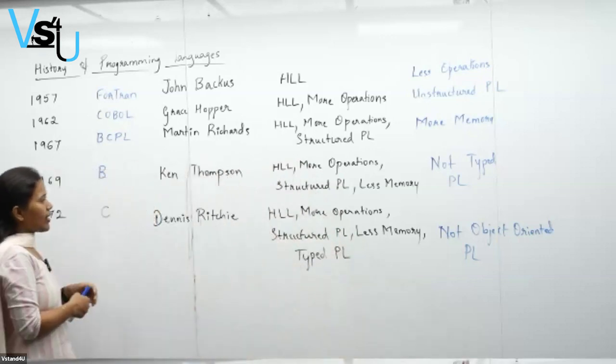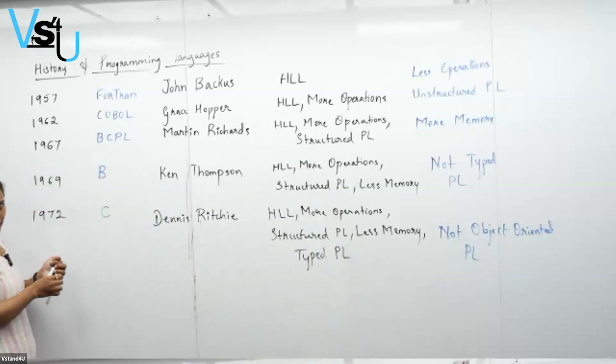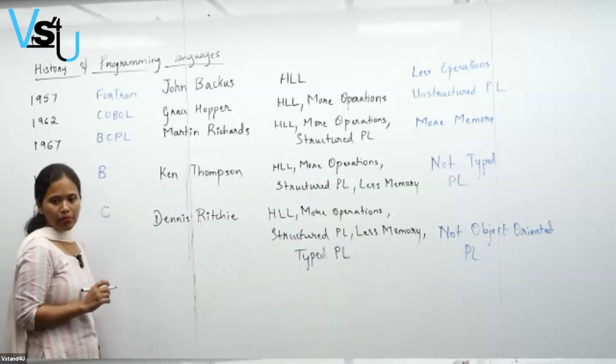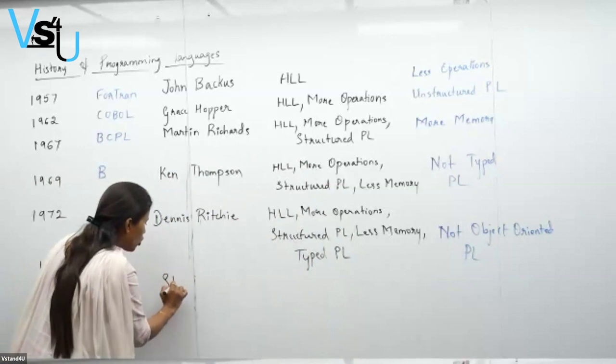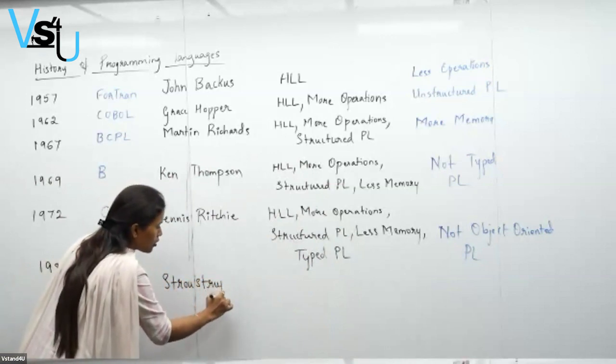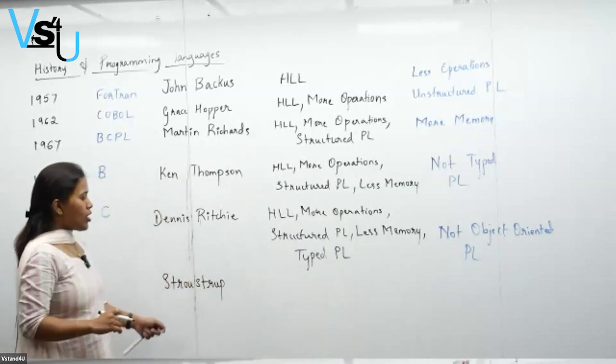What he was doing is, in the year 1985, who was that person? I will tell his name. His name was, what was his name? His name was Stroustrup.